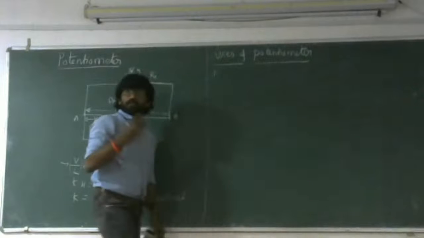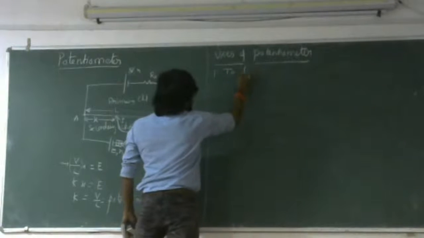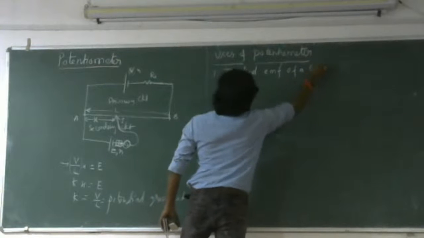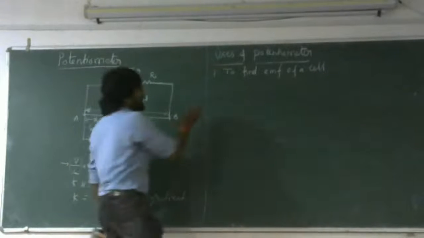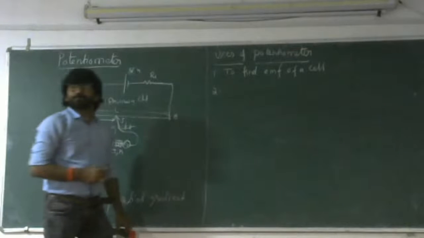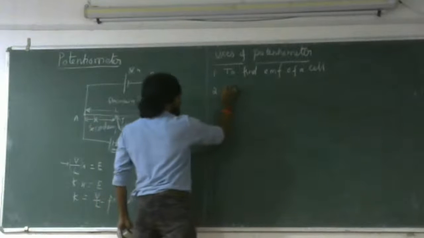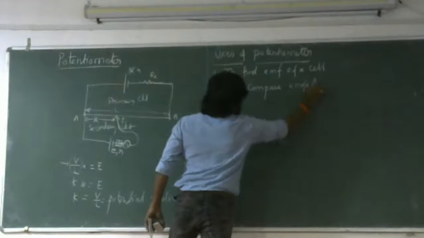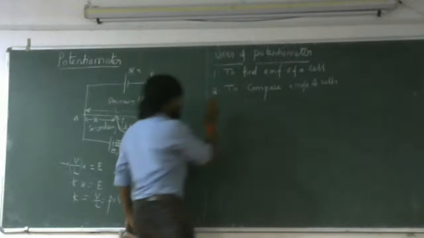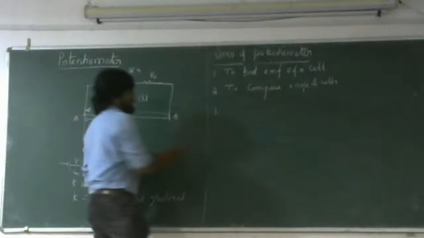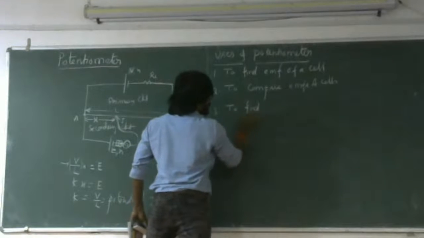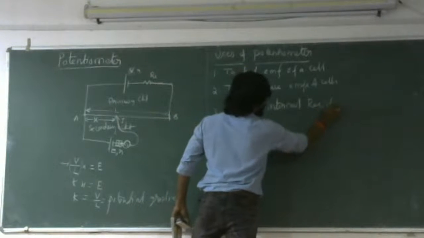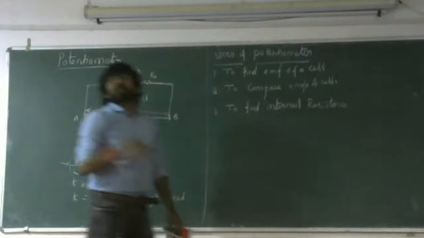We will consider mainly three uses. One is used to find the EMF of a cell, and also it is used to compare the EMFs of cells, and also it is used to find the internal resistance of a given cell.